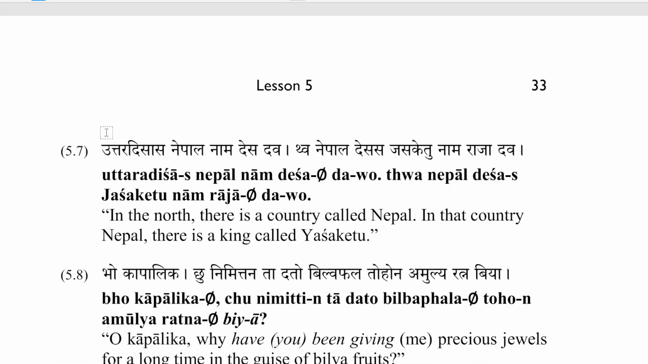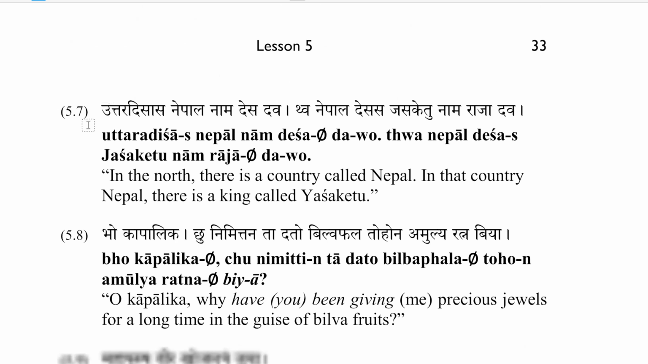So we have a few sentences given by the author here. The first one: Udar Dishasa Nepal Nama Desha Davo. Udar is north, Disa is direction, Sa is the locative case ending, Nepal is Nepal, Nama is the name, Desha is country in Sanskrit, and Davo is the stative participle of "existed." So, in the north direction, there is a country named Nepal.